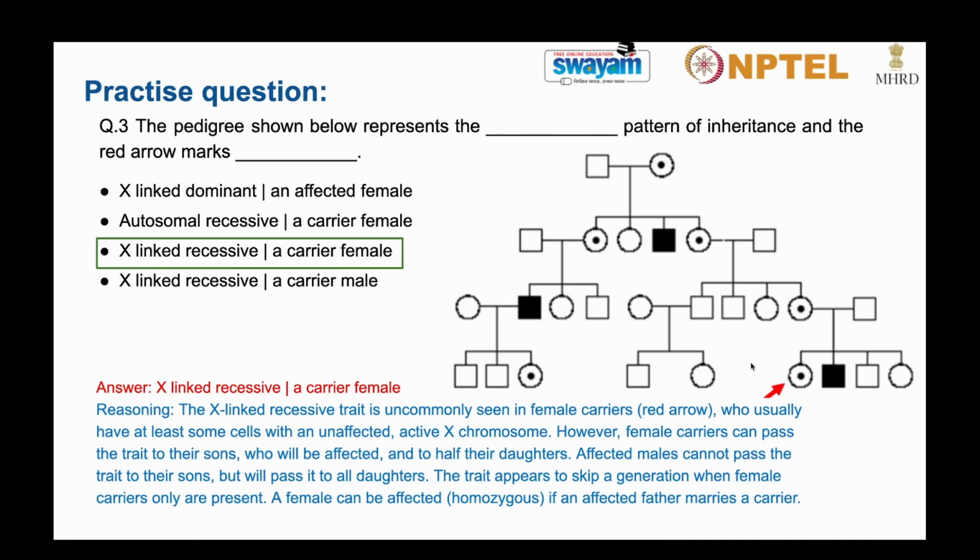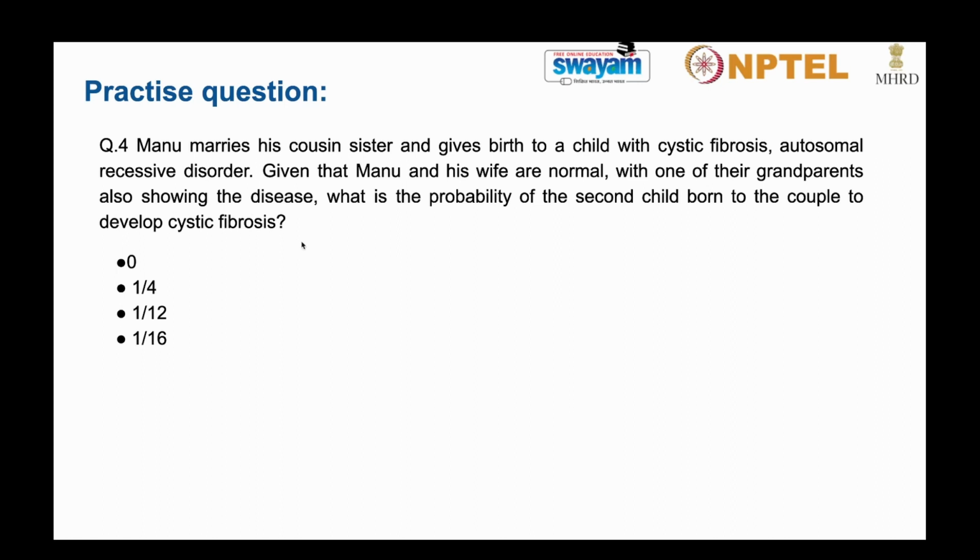Okay, so let's move to the next question. It's quite easy. So the next question is a bit difficult one. It says that Manu marries his cousin sister and gives birth to a child with cystic fibrosis, an autosomal recessive disorder. Given that Manu and his wife are normal, with one of their grandparents also showing the disease, what is the probability of the second child born to the couple to develop cystic fibrosis? For this, I think it would be better if you draw it and then observe what would be the ratio for the second child born to develop cystic fibrosis.